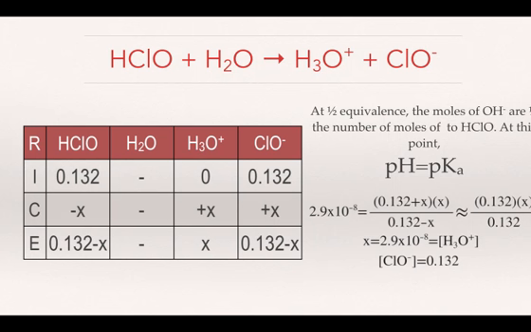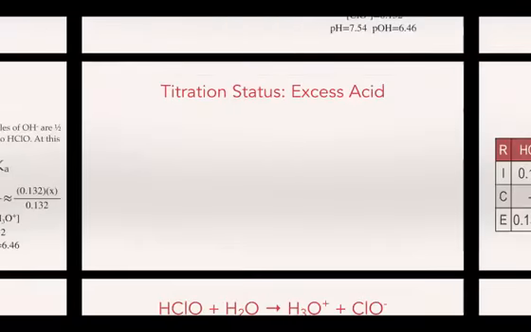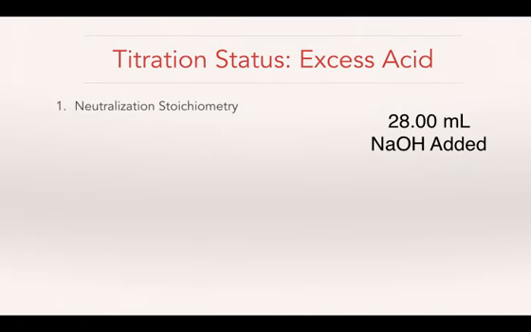Notice again that our hypochlorite ion has not changed in concentration because the x value is too small. Our pH then is simply going to be the negative log of the value for x, and that value for x was our Ka value. So if we were to take the negative log of our Ka, we would come up with the pH of 7.54.